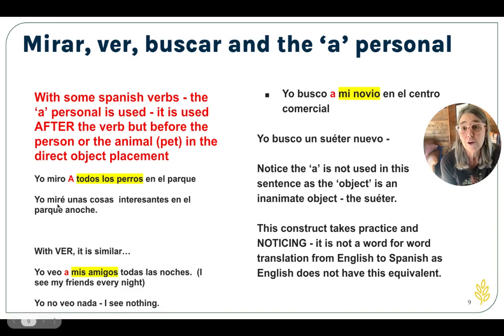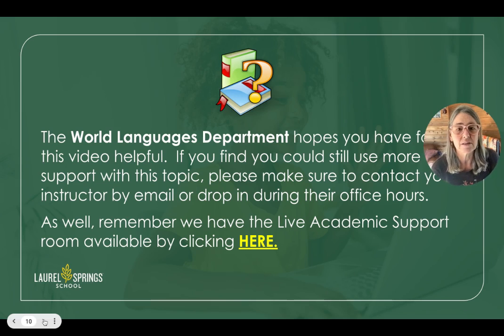Yo no veo nada. Yo miré unas cosas. Yo busco un suéter. Sweater is an inanimate object. So therefore, we do not use the letter a. So again, this construct takes some time and practice. So start noticing with this one. And remember that it's not always word for word in Spanish to English and vice versa. That is the presentation on some words, some meanings of words that get confusing, and also a little quick thing about the letter a after some verbs.